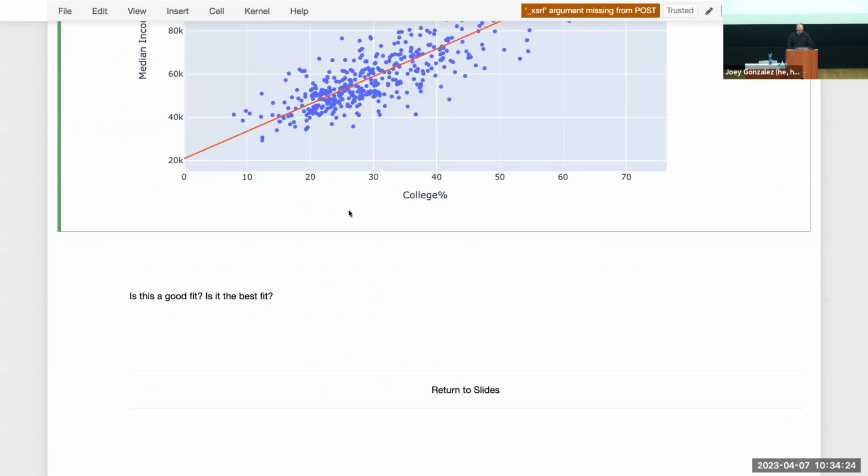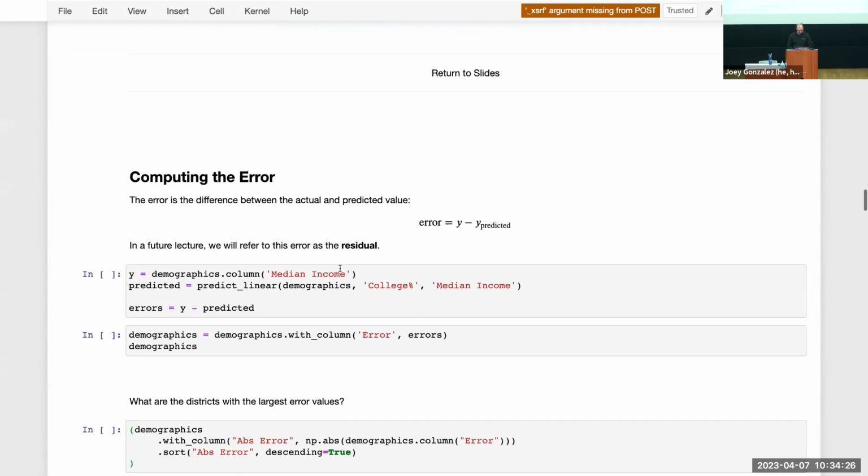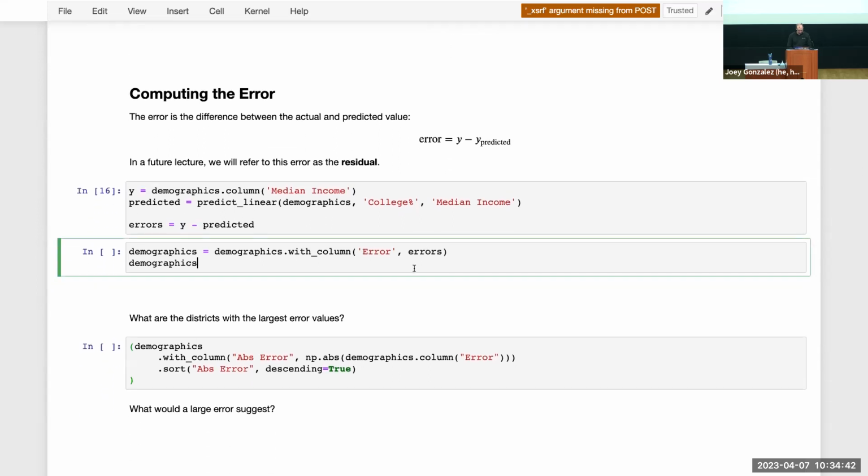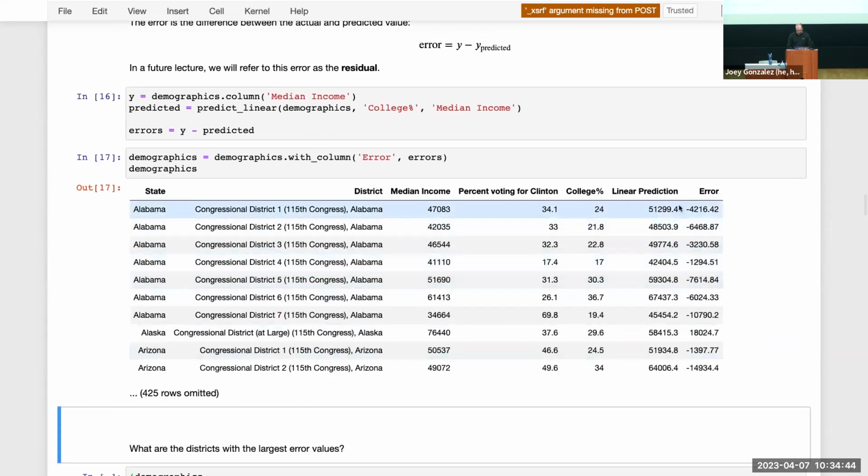I think slides are boring. All right, so my y value is the median income that I actually observed. That's what I observed in my data. For my prediction, I use this predict linear function again. My error is my y value minus my predicted, so y minus y predicted. And I'll put this in my table here. So now I have my prediction and I have my error.